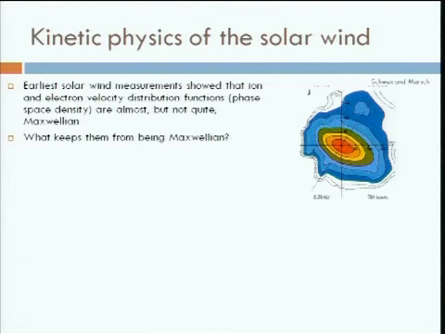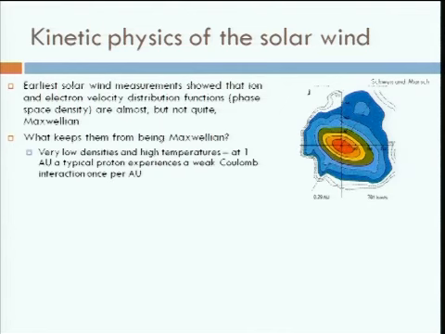Here we have Helios measurements at 0.29 AU, fast solar wind. The magnetic field is on this dashed line. We have a very anisotropic proton distribution function, with a little proton beam there. So what's keeping them from being Maxwellian? Well, they're at very low densities and very high temperatures. At 1 AU, a typical proton experiences one weak Coulomb scattering per AU it travels. So Coulomb collisions are very infrequent. Baryonic collisions maybe happened once a billion years ago.